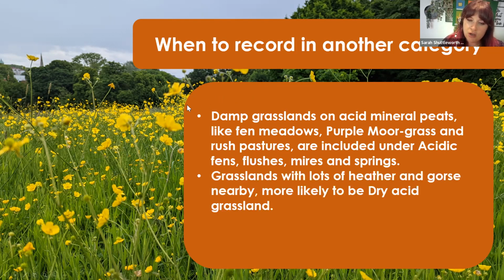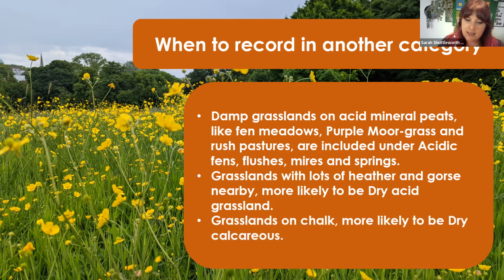Also, if you've got grassland that's in a mosaic where there's lots of heather and gorse nearby, then maybe you might be looking at dry acid grassland, so it's just worth double checking that. And if you think that you're on chalk, it's really chalky around there, you're on some downs and you've got some nice dry grassland, have a look at the species composition, because maybe it's actually going to be pushed more into that dry calcareous category.